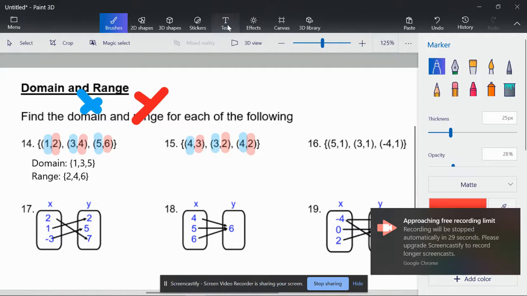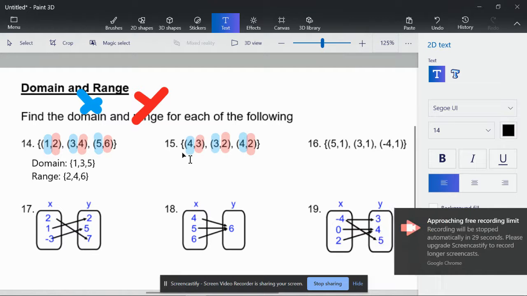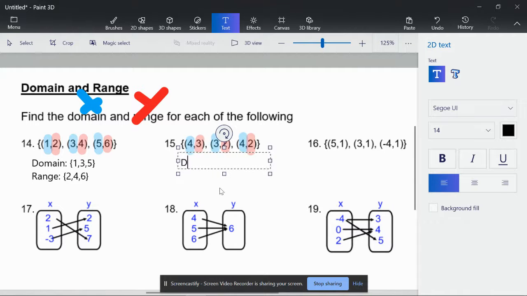When we write this out as our domain and our range, just be careful about how you write it. For example, for the domain, we don't need to write 4 twice. We just need to write 3, 4. And for the range, we don't need to write 2 twice. We just need to write 2 once and then the 3.